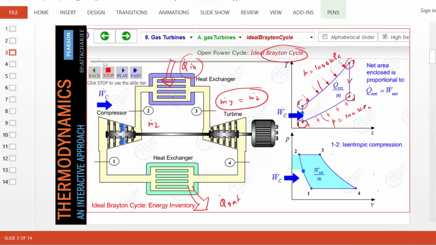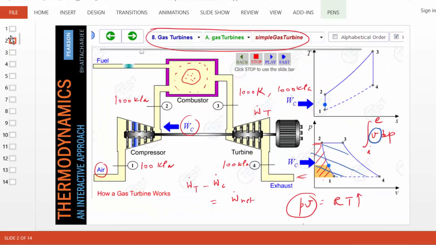So look at how simple this cycle has become. From 1 to 2, we have a compressor, isentropic compression. From 2 to 3, we have constant pressure heat addition. 3 to 4, we have isentropic expansion producing shaft work. And from 4 to 1, we have again constant pressure heat rejection. So in short, that is what constitutes a Brayton cycle, which models a real-life gas turbine.